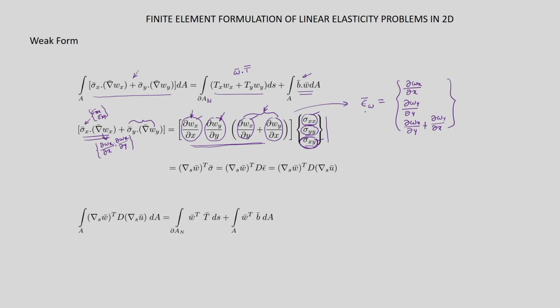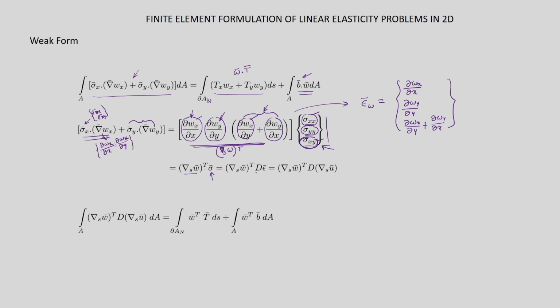Since we represent this strain vector as a column vector, and here we have taken a row vector, we are writing it as the symmetric gradient of W transpose sigma. So this is basically the symmetric gradient of W, and the transpose of it because this is a row vector, times the stress vector sigma bar, which is this. Now, this stress sigma bar is because of the actual strain, not because of the virtual strain.